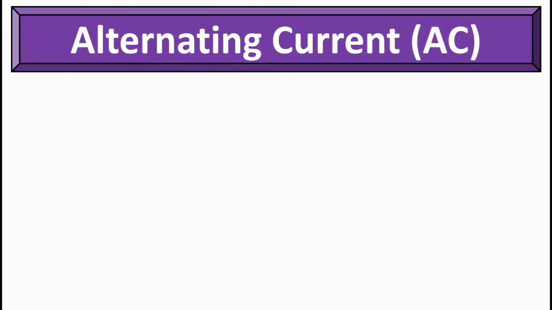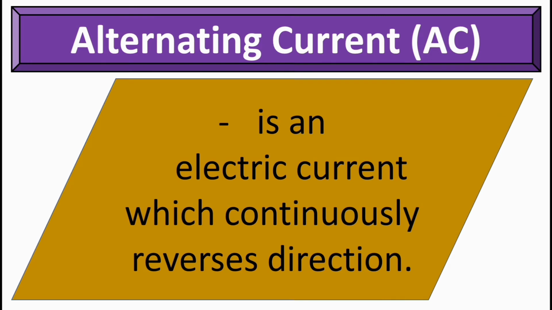And the second one is alternating current or AC. Alternating current is an electric current which continuously reverses direction. And what is the difference between the two?